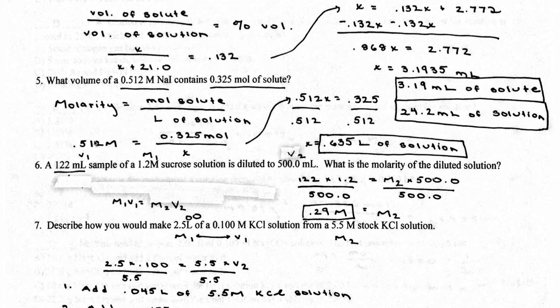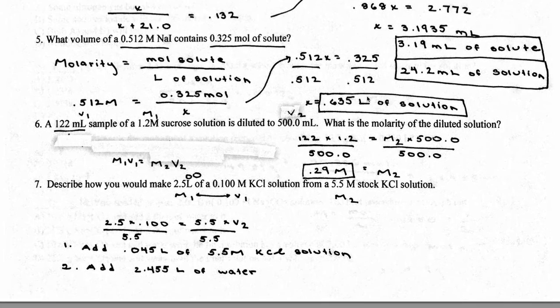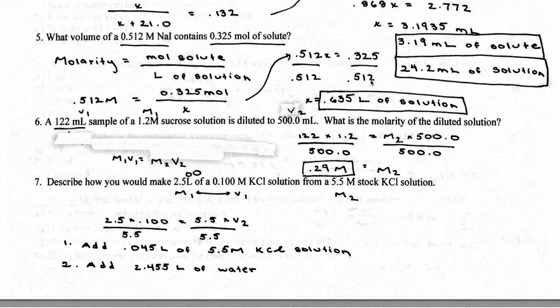So I'm going to cross multiply. The 0.512 times X equals the 0.325. To isolate X, I need to divide by 0.512, and I get my answer, which is 0.635. And the reason why I did that was because I want 3 sig figs, and it's liters of solution. So make sure you're doing the correct number of sig figs, and you're putting in the units.